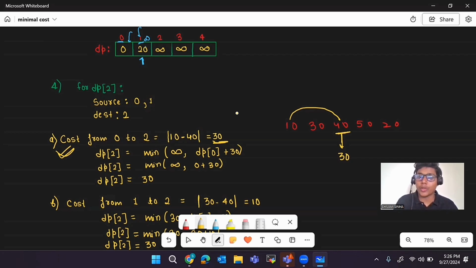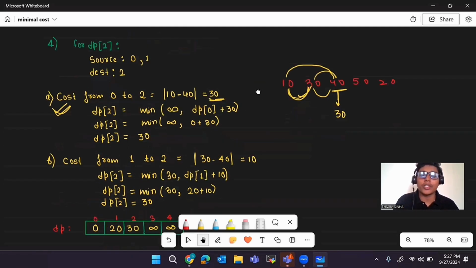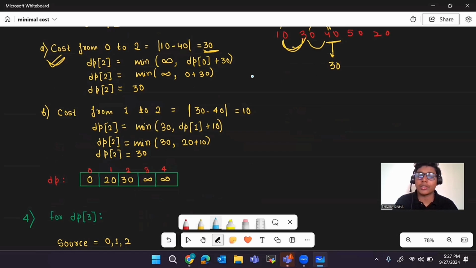But I have one more option to explore. What if I decided to go from 0 to first and then from first index to second index? This is also one possibility, isn't it? We know the cost to reach from 10 to 30, which we have already stored, which is 20. To reach from 30 to 40, we need to find the cost, which can be easily found using the same formula given in the question, 30 minus 40, which is 10. So we can do the same thing again. dp of 2, as we are going to fill the second index of the array, is the min of what? We have stored 30 in the first case, remember? So now it's very easy for you to write down.